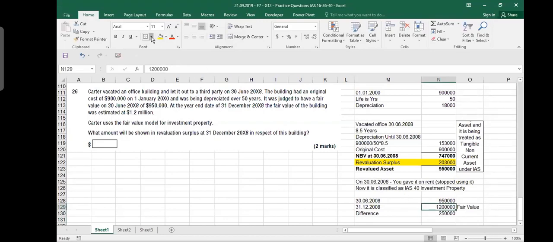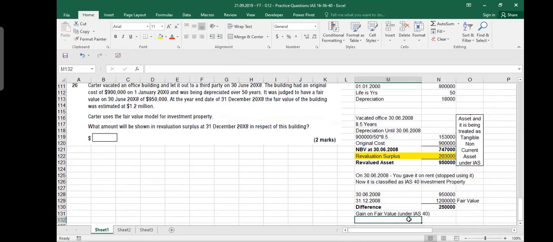You made a gain on this asset because on 30th of June, the asset was 950,000. But on 31st of December, the asset is 1.2 million. It means that there is some gain on the fair value, gain or loss on fair value. So we've got a gain on fair value under IAS 16, under IAS 40. Am I clear until here? Yes, sir. This is for these 6 months.